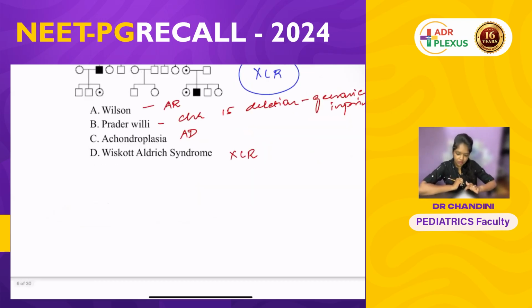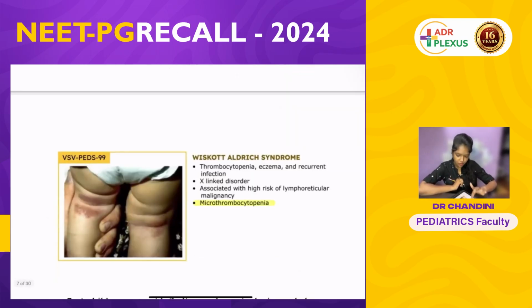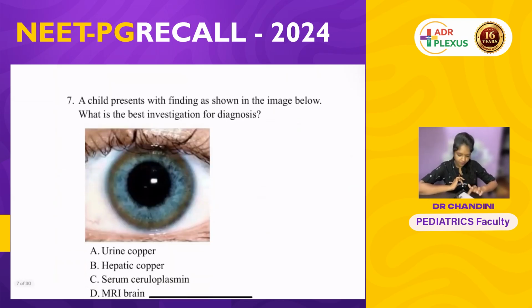Okay. What is this Wiskott-Aldrich syndrome? Wiskott-Aldrich syndrome is a triad of thrombocytopenia, eczema, and recurrent infections. It is an X-linked recessive disorder and also has microthrombocytopenia. You will have small platelets. So this is the triad of Wiskott-Aldrich syndrome.